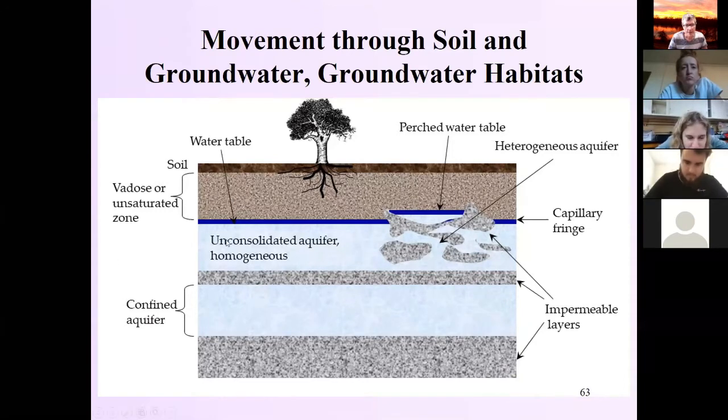If we have an even amount of substrate, the aquifer is called unconsolidated, and if it's not bounded on the top and the bottom, it's unconfined as well.